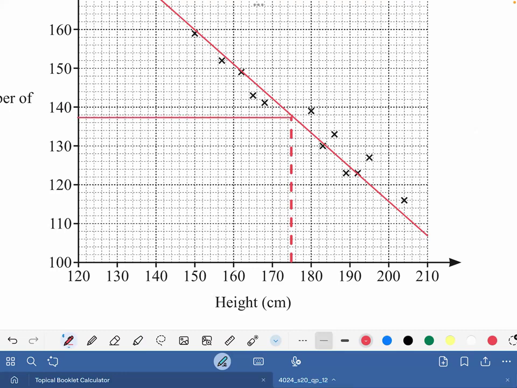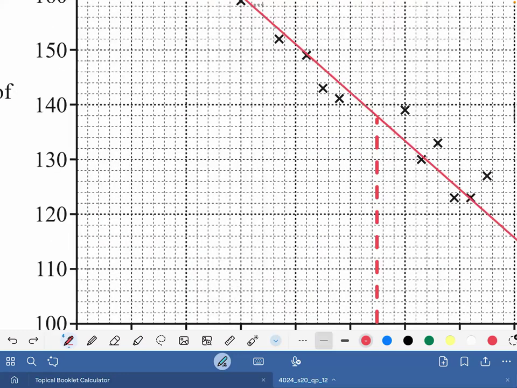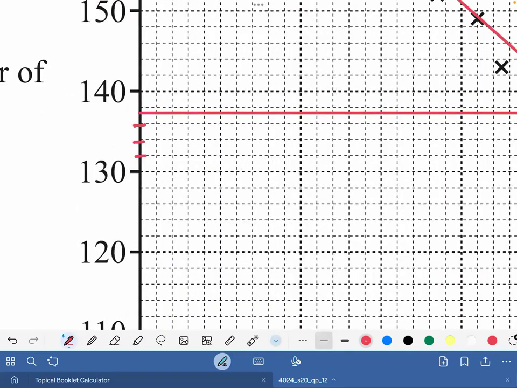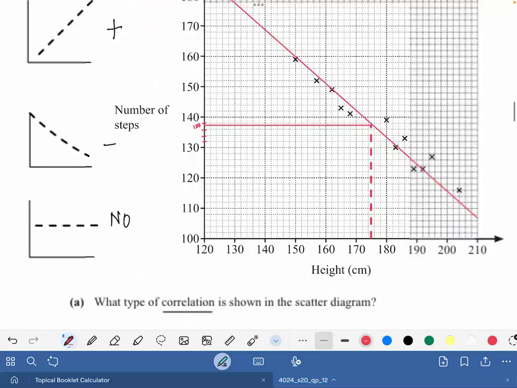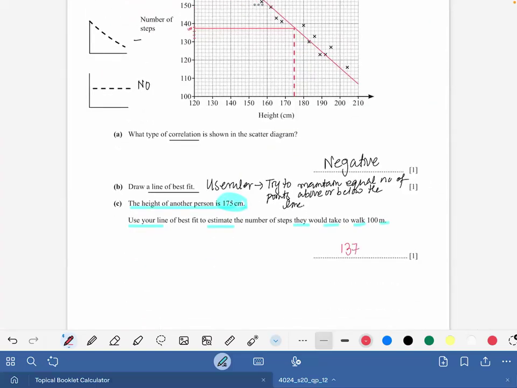So how to check that answer? Try to be exact. Try to use a proper ruler here. Check 132, 134, 136. I say this is 137 because this is 138. So try to be exact whenever you are writing the answer. So this is 137. 137 is the estimated answer.